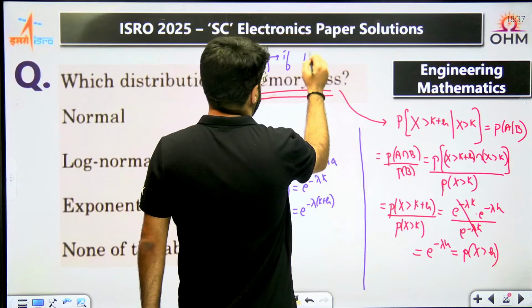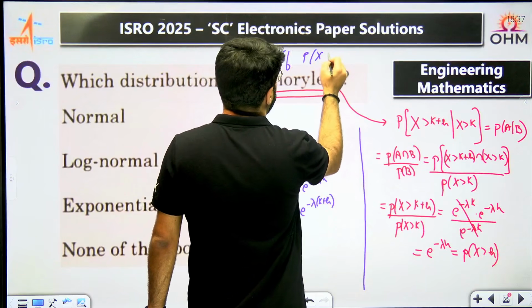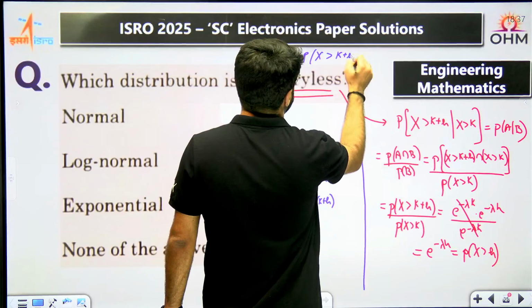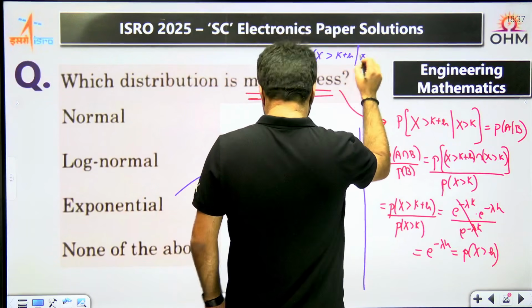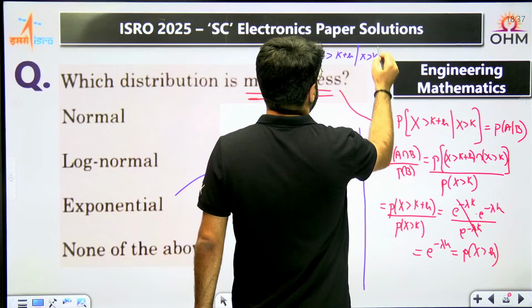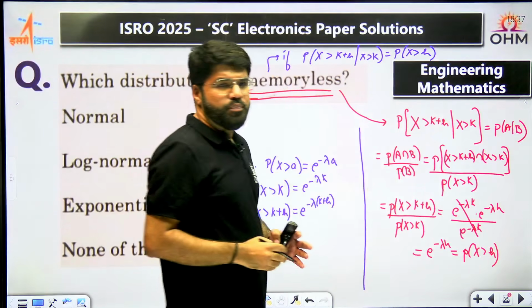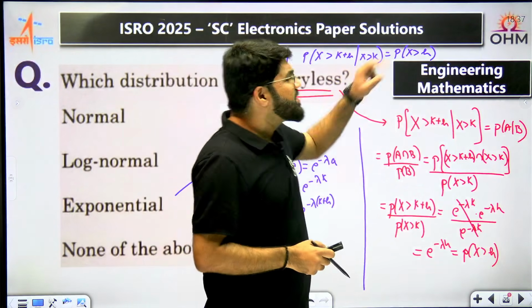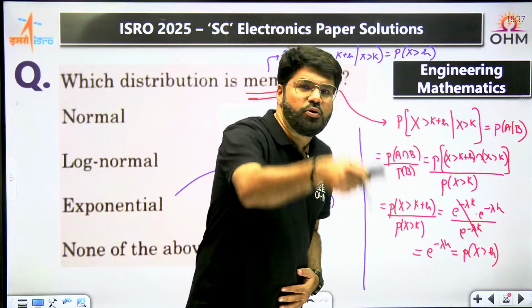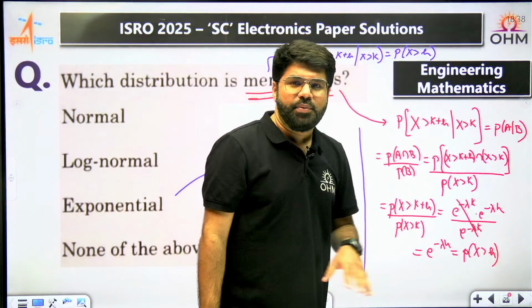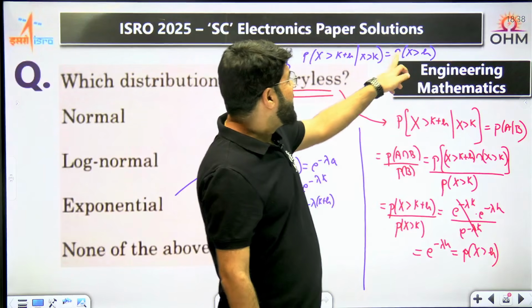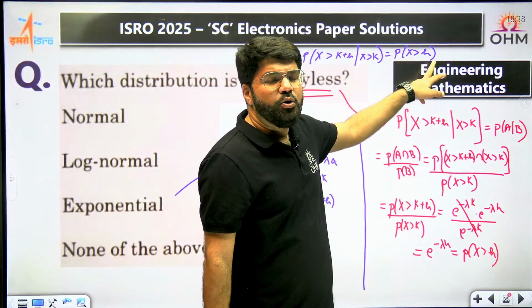The distribution is memoryless if the probability of x greater than k plus h, given x greater than k, is equal to the probability of x greater than h. Now, what does it mean? You are given that x is greater than k, and then you are trying to find the probability x is greater than k plus h. The final answer is independent of k. The final answer only depends on h.